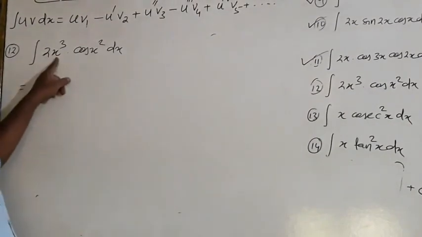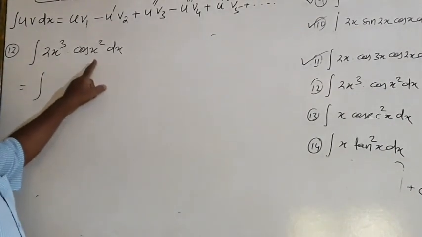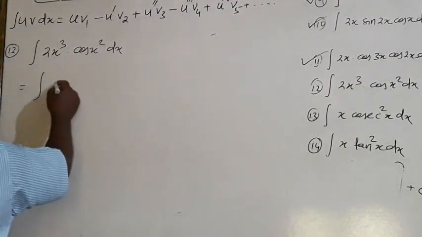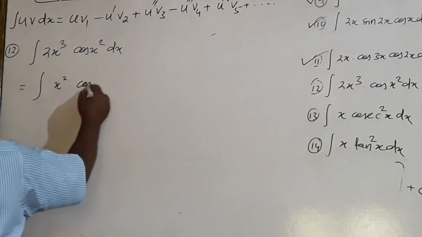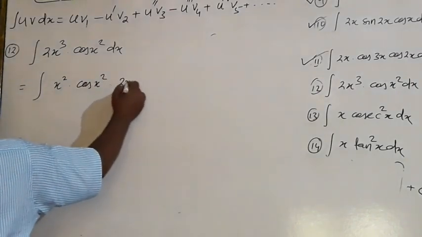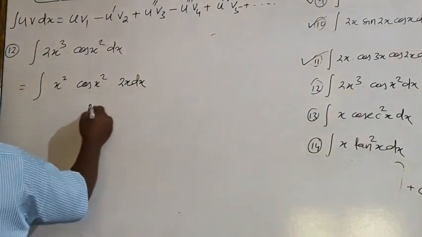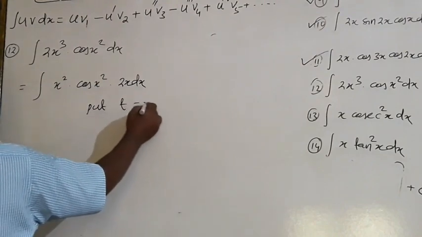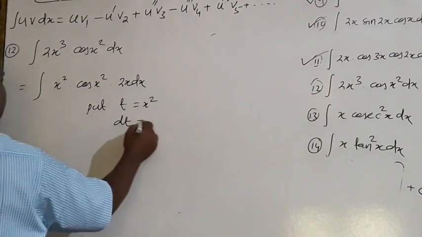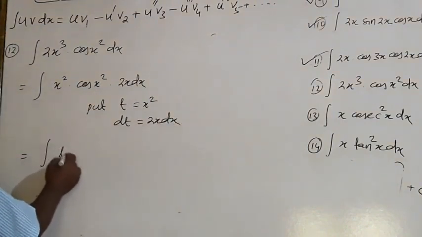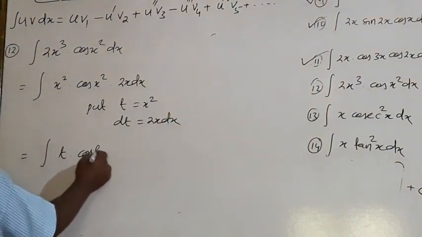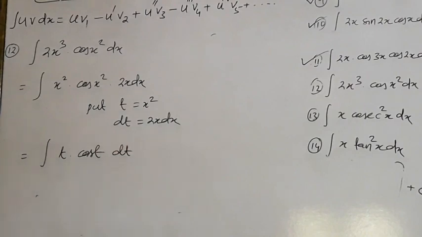It is 2x cubed cos x squared. Look here, what happens? You have to put x squared. Why? Think why. It is cos x squared. Keep 2x dx. Put t equal to x squared. What is dt? dt is 2x dx. And it becomes t cos t. You can do this problem by that method.